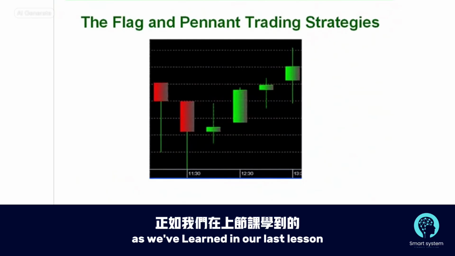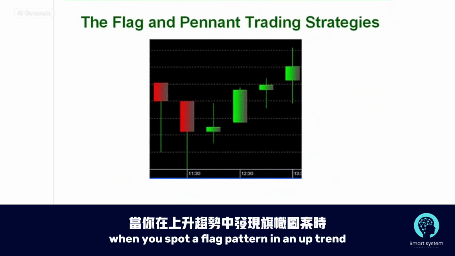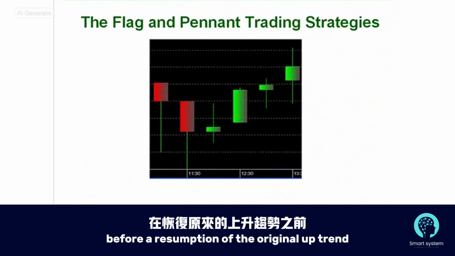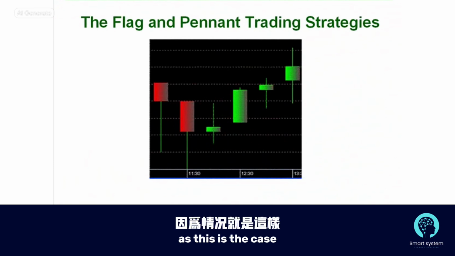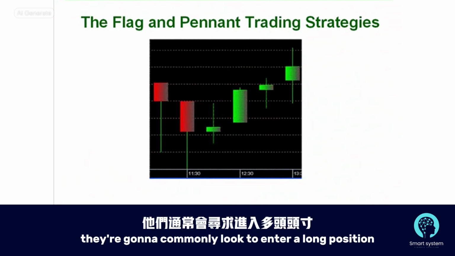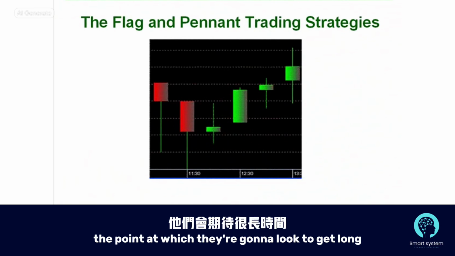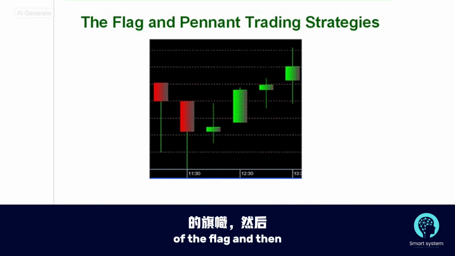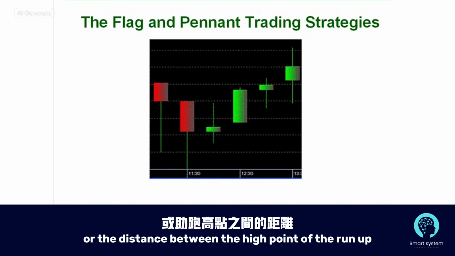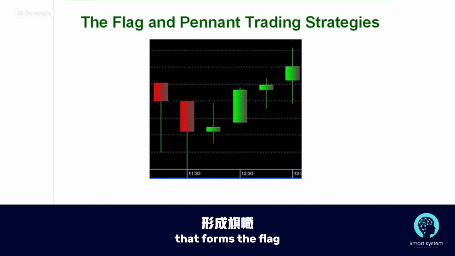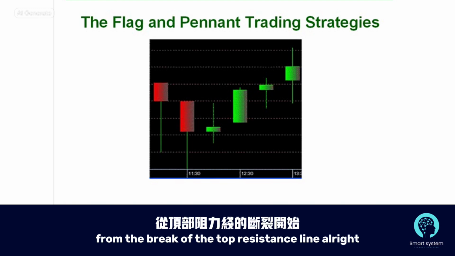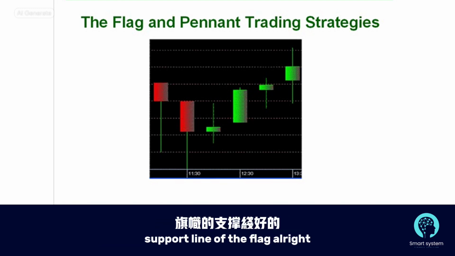As we learned in our last lesson, when you spot a flag pattern in an uptrend, this is a bullish sign, as the market consolidation which forms the flag is seen as a pause before a resumption of the original uptrend. When traders spot flags in uptrends, they're going to commonly look to enter a long position. The point at which they're going to look to get long is the break point of the upper resistance line of the flag, and then the target for the trade is calculated by measuring the flagpole, or the distance between the high point of the run-up and the low point of the run-up that forms the flag, and then projecting that distance upward from the break of the top resistance line. The stop is then placed just below the bottom support line of the flag.